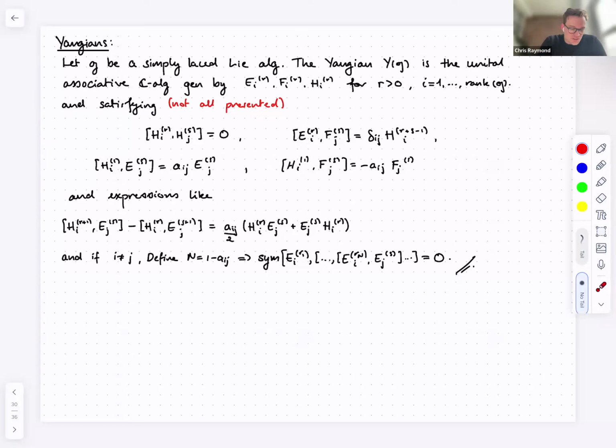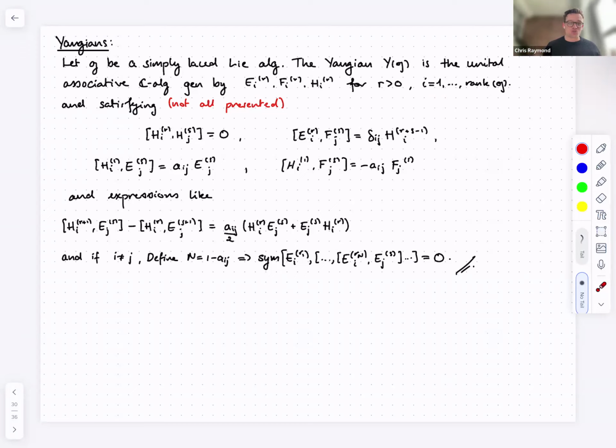The Yangian is a unital associative C-algebra that's generated by a certain family of generators. This should be reminiscent of the Chevalley generators for your Lie algebra, but now I have infinitely many of them. Here I allow each of these to appear with some superscript that's allowed to be any positive integer. And I have i, which runs from 1 through rank G, and it satisfies some set of relations. Now, I haven't written all the relations down. There are a lot of them. I'm not sure how much is to be gained by seeing them all.